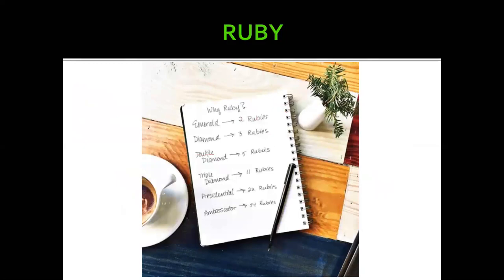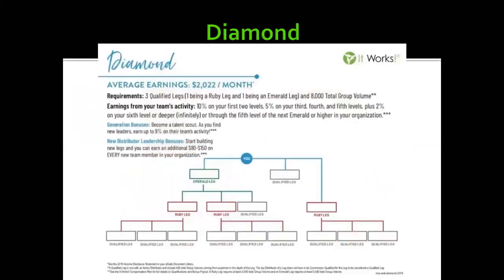I would have to go back and count them, but the first few there are true because this is what a Diamond chart looks like. And as you can see on the bottom there's 3 Ruby legs. So you've got to have 3 Rubies under you to go Diamond. And you can see the Emerald leg. You've got to have 1 Emerald leg, 1 Ruby leg, and 1 qualified leg. And you can see to go Emerald, you need 2 Rubies under you and a qualified leg. So this is what a Diamond chart looks like.